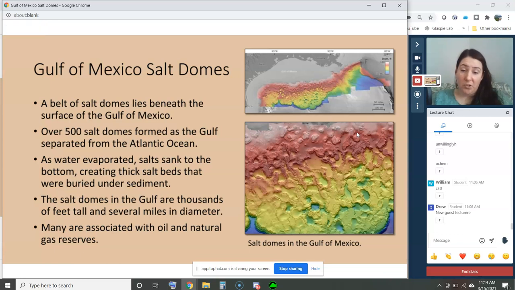And many of these salt domes are associated with oil and natural gas reserves, which is one of the reasons why the location offshore on the shelf of the Gulf of Mexico is so productive for oil and gas, because we have all these features that allow these super productive wells to form, or super productive reservoirs.